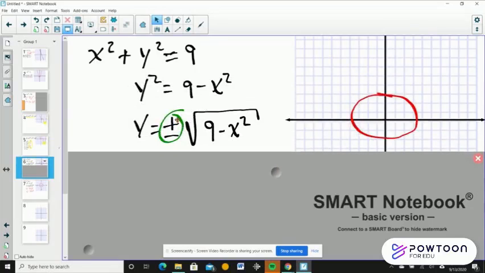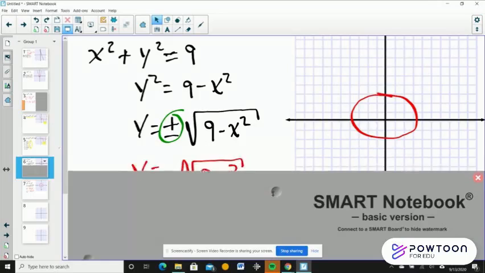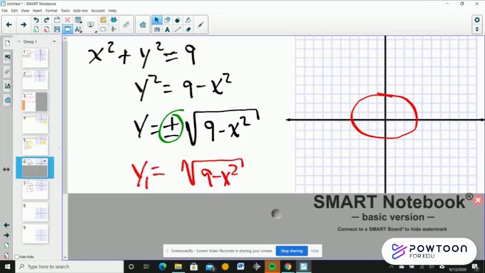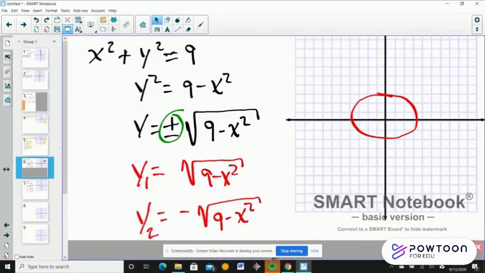But we run into a problem since it's plus or minus the square root of 9 minus x squared. If we try to graph this, we cannot do it in our graphing calculators because it's not actually a function. It's not going to pass our vertical line test. So in order to graph this equation in our calculator, we have to put positive square root of 9 minus x squared into y sub 1 and negative square root of 9 minus x squared into y sub 2.